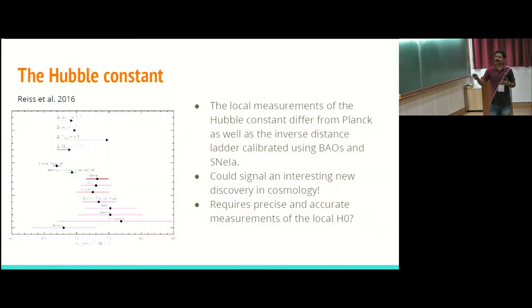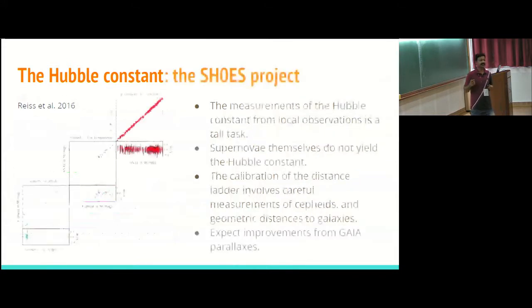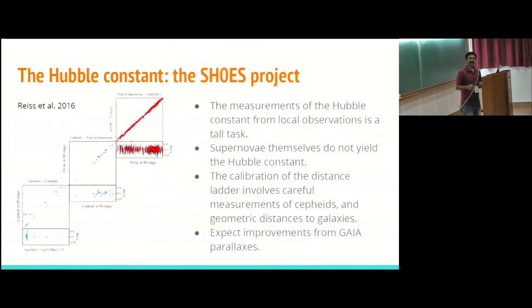But then all these comparisons do require precise and accurate measurements of the local H0, right? So that's what we need to do. So Adam has been spending a lot of time trying to do this, and it's really a tall task, okay? So it's not at all easy. Most of the time people say that these come from supernovae measurements, but it's much more than supernovae that goes into these measurements, okay? So what you're seeing here is the distance ladder which you need to build up.